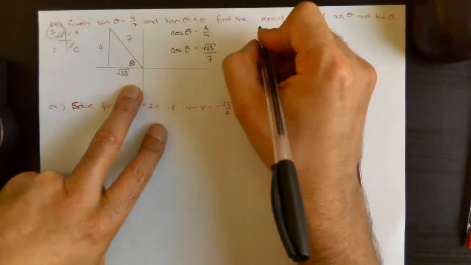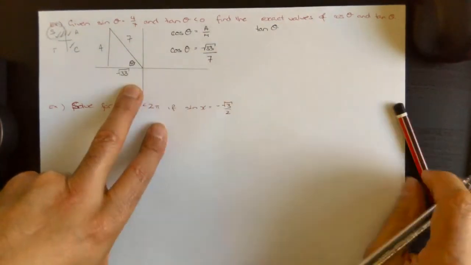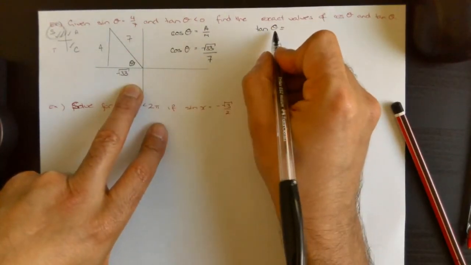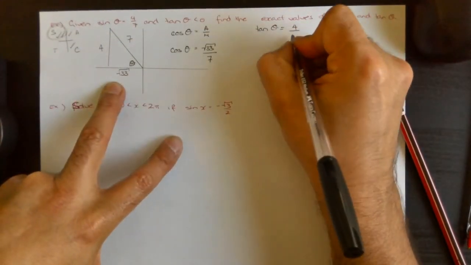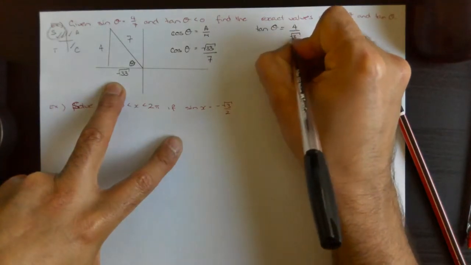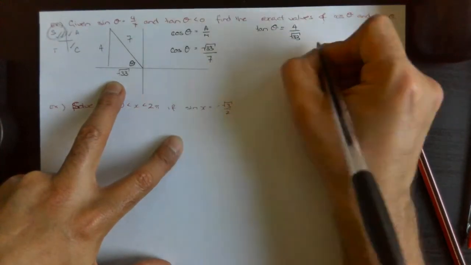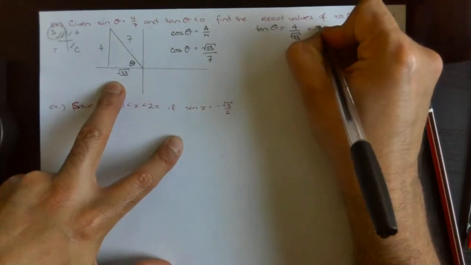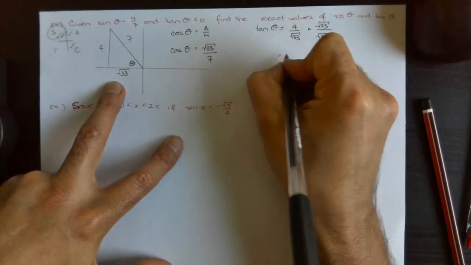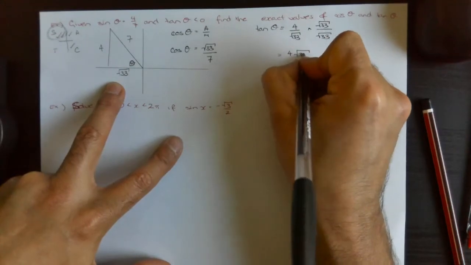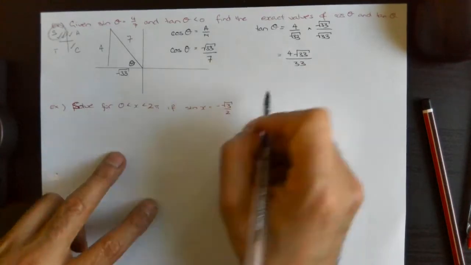If we want to find tan theta, and the reason why that's close enough is because that's a rational number, right? If we want to find tan theta, well, that's opposite over adjacent. In this case, I'm going to rationalize the denominator. Okay, and that's the answer for that.